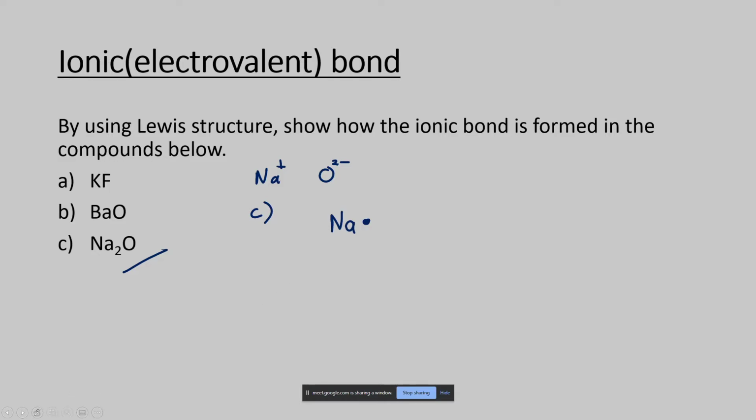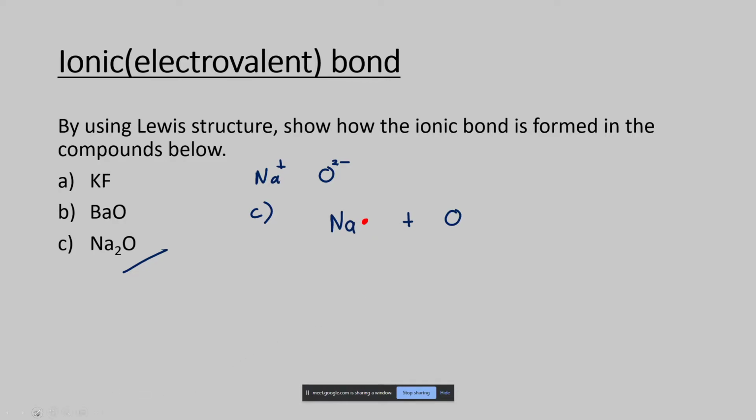Saya nak guna color lain lah. Color lain cantik sikit. So dekat mana I nak tulis the valence electron? Saya nak tulis, kalau boleh, untuk senang, lukiskan dekat yang bertentangan dengan apa yang you nak letak lah.